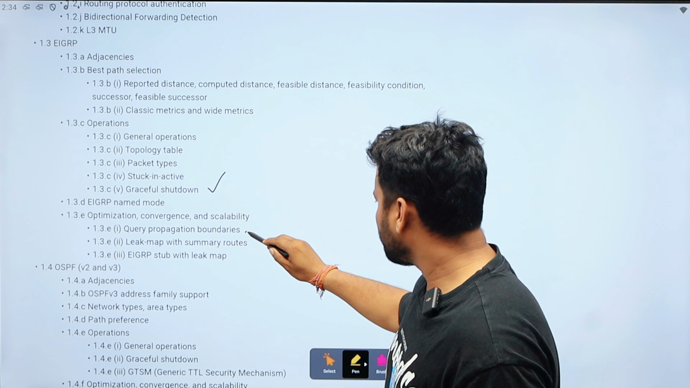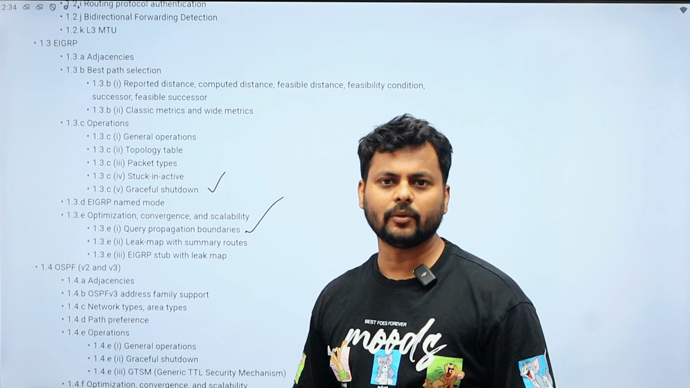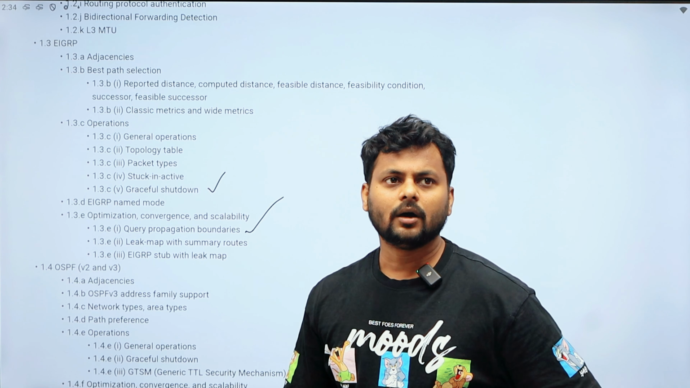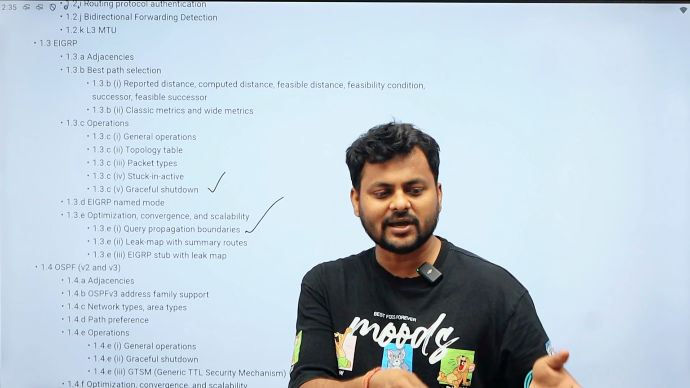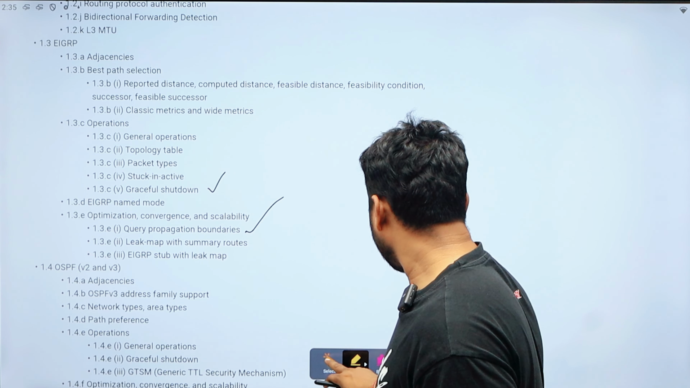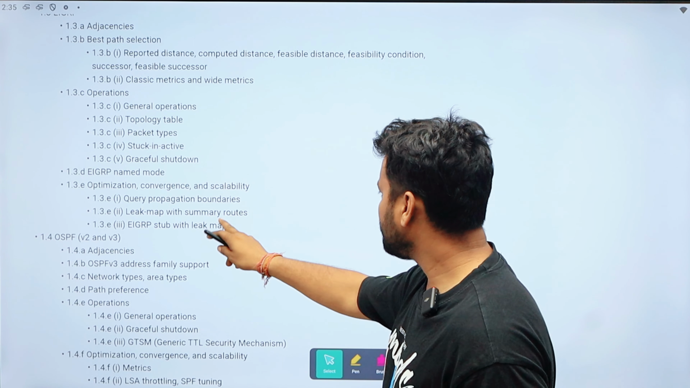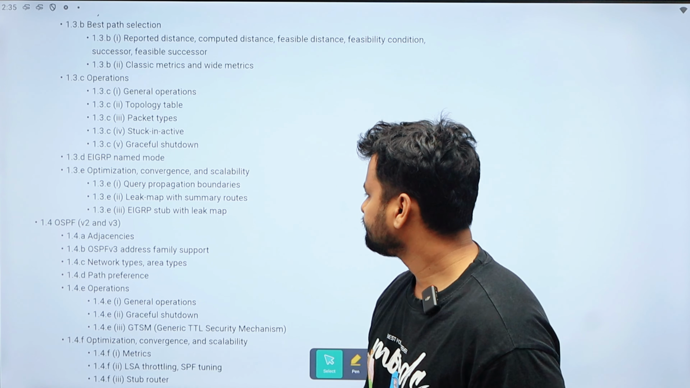Then we have query progression boundaries, how we can stop, or put a boundary for the query packet. Multiple mechanisms we have, like you can deploy the EIGRP stub, you can go with the summarization, right? That's another good example why you are doing the summarization. That's all, right? And apart from this, we have a leak map concept, how we can leak the route with summary route, and we have a leak map concept with the EIGRP stub as well.